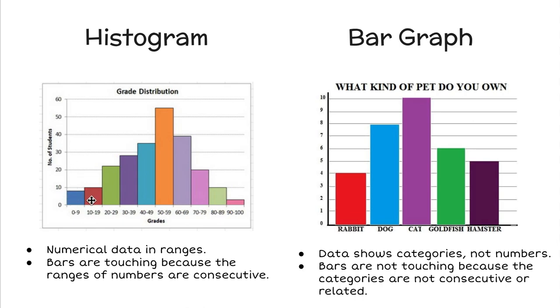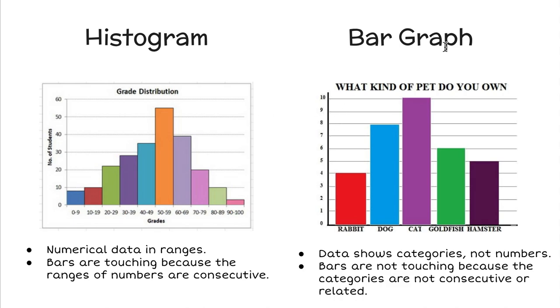So it's a histogram, and it's showing us that there were about 8 or 9 students that were in this first bar. Then from 10 to 19, that bar went up to the number 10, so there were 10 students that scored between 10 and 19. You can see that the highest range of grades here was between 50 and 59. That was the highest number of scores there. So there were over 50 students that scored in that range.